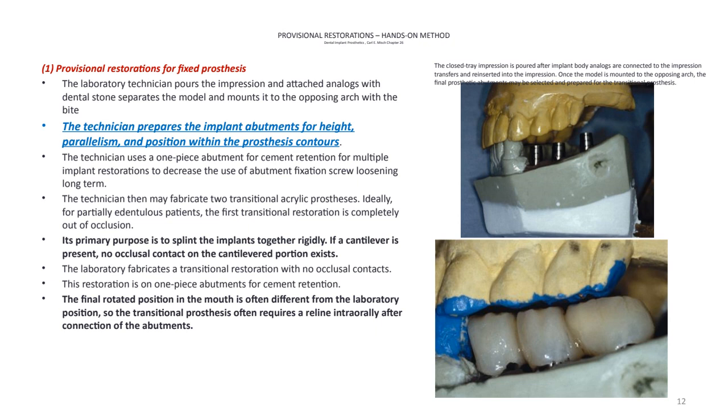So we're going to fabricate the master cast. We're going to mount it with the opposing arch on an articulator, and then we are ready to start fabricating the prosthesis. So like we talked before, we're going to use the temporary abutment, and we have to make sure that the abutments are cut down at the desired length. Also, if we have multiple implants, we have to make sure that the abutments are parallel with each other for correct path of insertion, okay?